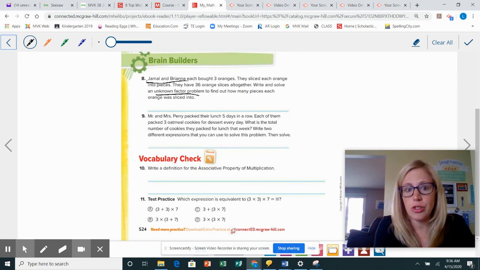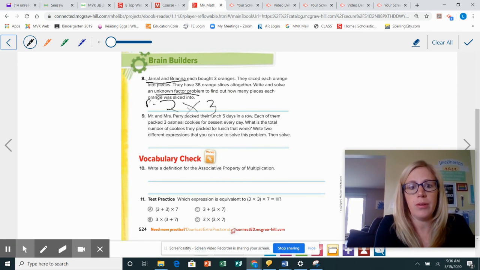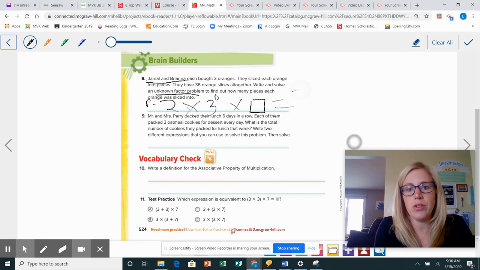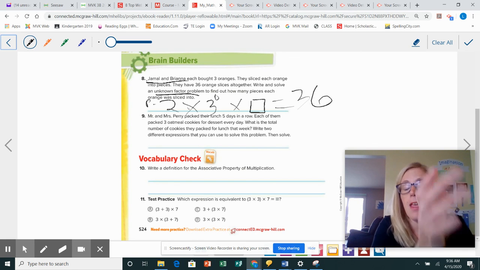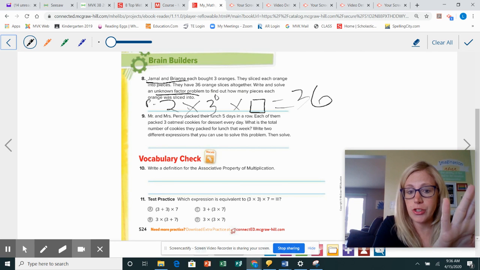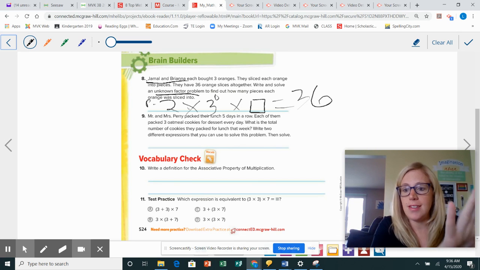That's how many? That's 2 people. So I'm going to put a P by there for the people. They each bought 3 oranges. Put an O there for the orange. Okay. I don't know how many pieces they sliced it into, but I know they have a total of 36. So you're going to have to tell me, what is this missing factor here? And then you can go on, post a picture of your work, and check it with the answer key. If you don't get it, you need to be messaging me so I can help you out.